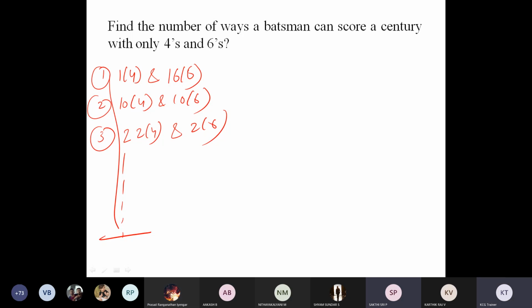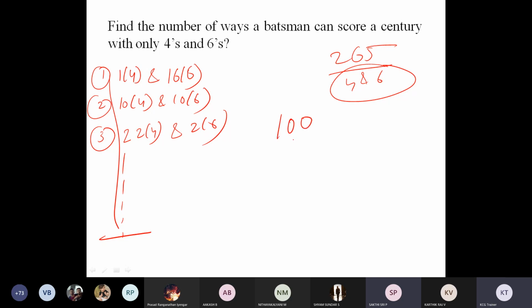Yes, sir. Imagine if this question comes in the exam and they ask you how many ways a batsman can score 265 runs using 4s and 6s. Will it take more time or not? Such kind of complicated questions. In that scenario, I have a shortcut for this. Okay. What is the shortcut?